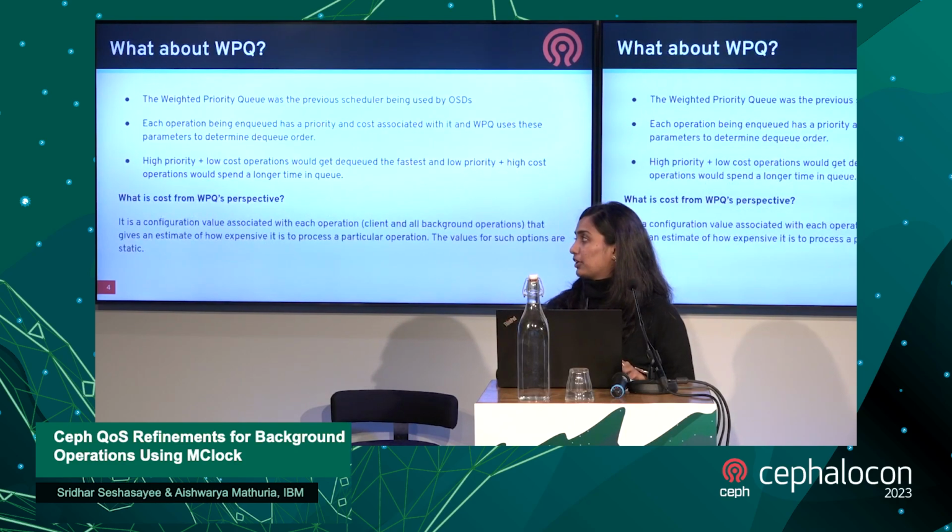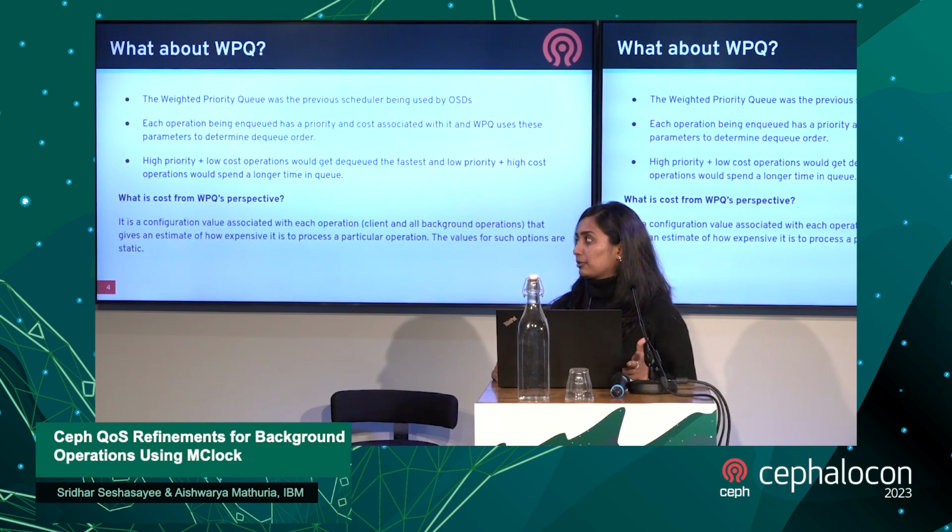Before going deeper into MClock, just a brush up on WPQ. The weighted priority queue was the previous scheduler that was being used by Ceph OSDs. In WPQ, each operation that was being enqueued had a priority and a cost associated with it. WPQ used these parameters to determine the dequeuing order of these operations. What this meant was that operations having a higher priority and a lower cost would spend less time in the queue compared to an operation that had a low priority and a high cost.